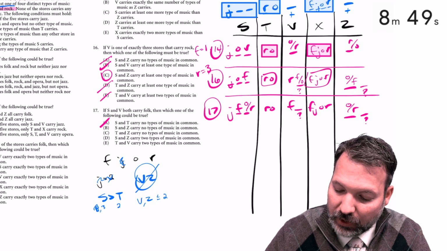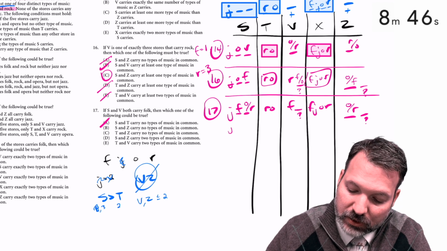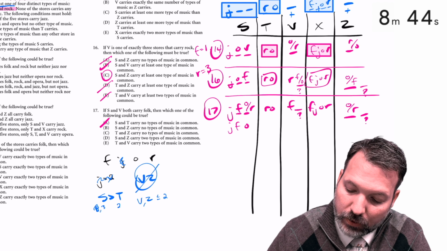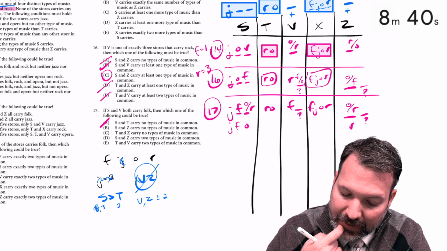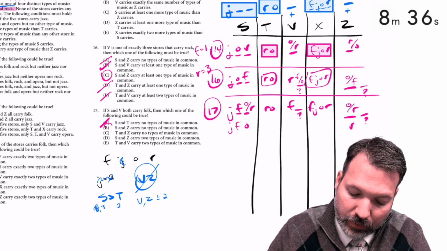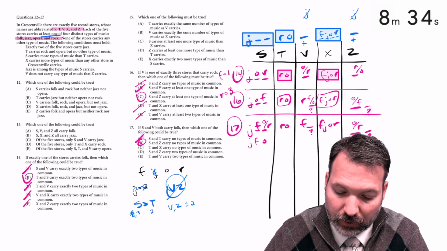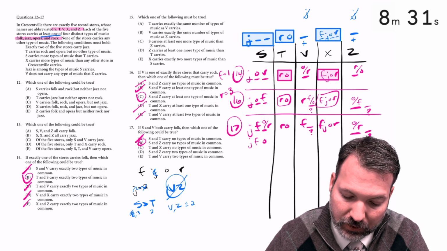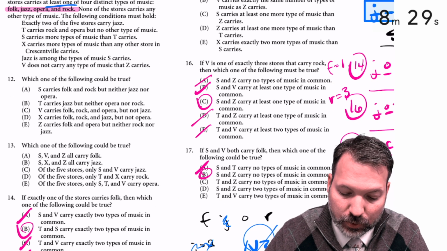I think that's possible, actually, because you could imagine a scenario like J, F, O in S and then only R in Z. And that would be fine. Yeah, so I'm going to go with B there. And we're running a little short on time, so I'm going to jump ahead to the general questions. Could be a miss. We'll see.